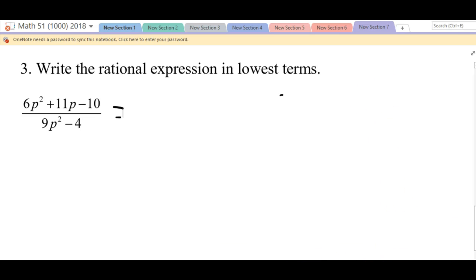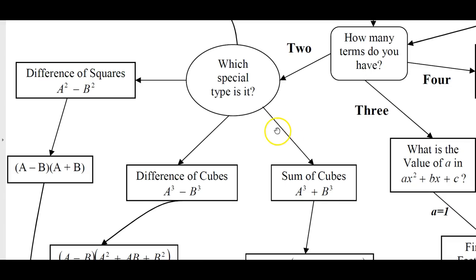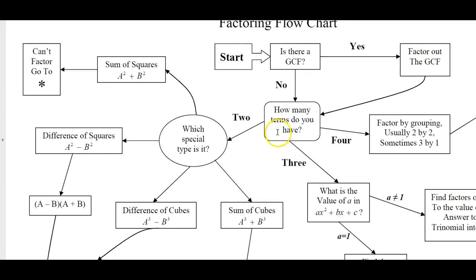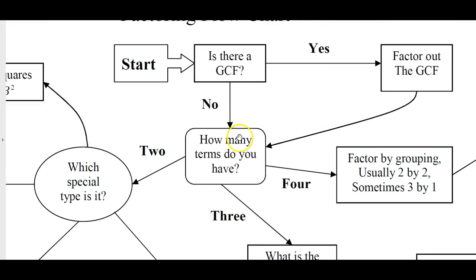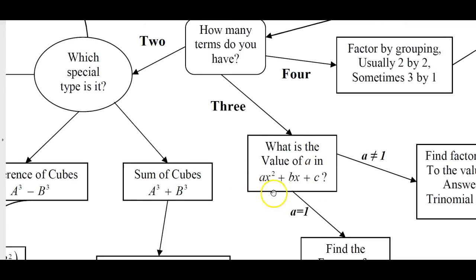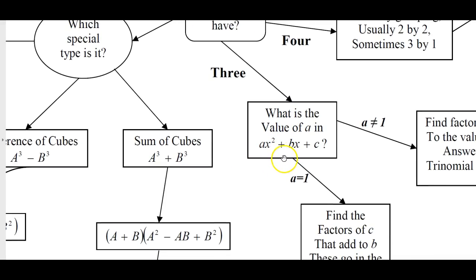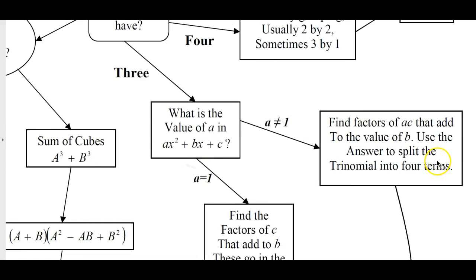What strategy do I have here? All right, so we got GCF is 1. 3 terms. Coefficient of the squared term, is it 1? No, so we're going over here now. So what do we got to do?